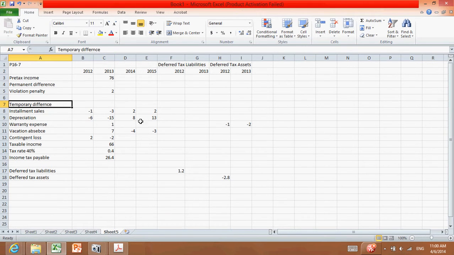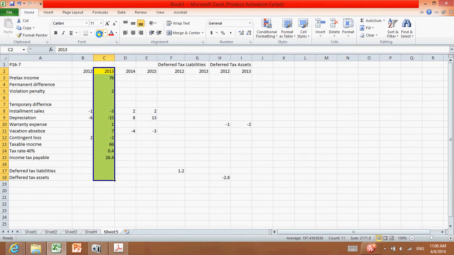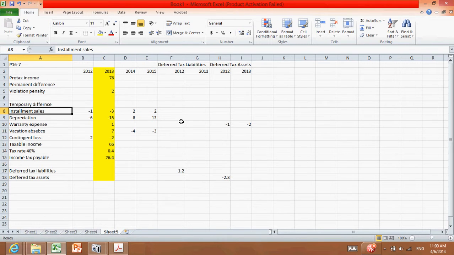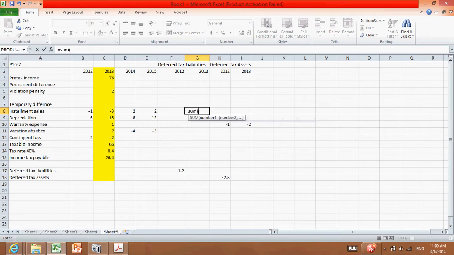So the first one, installment sales. It creates future taxable income. So that's a total of $4 million. For depreciation, it's a total of 21 million of future taxable amounts. For warranty, we already put $2 million of future deductibles as an asset. For assets, 2013, it will be the summation of $7 million there.